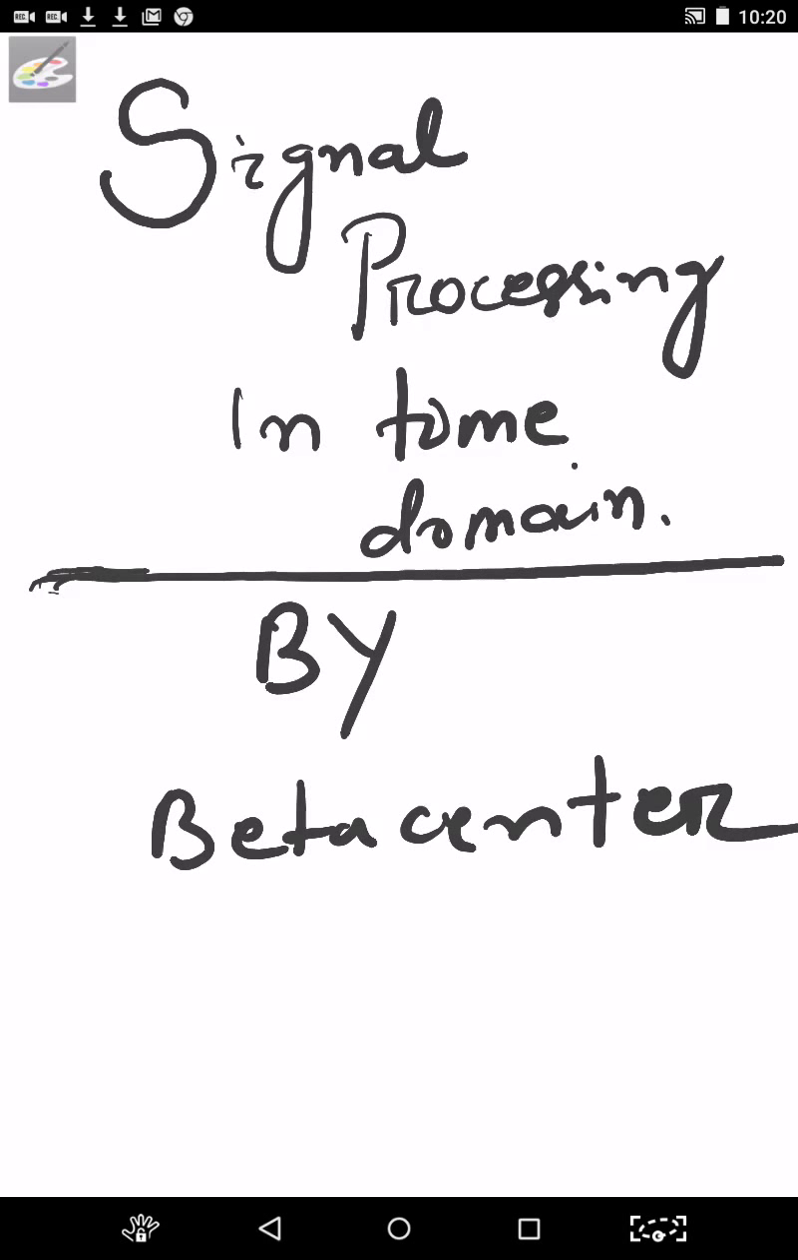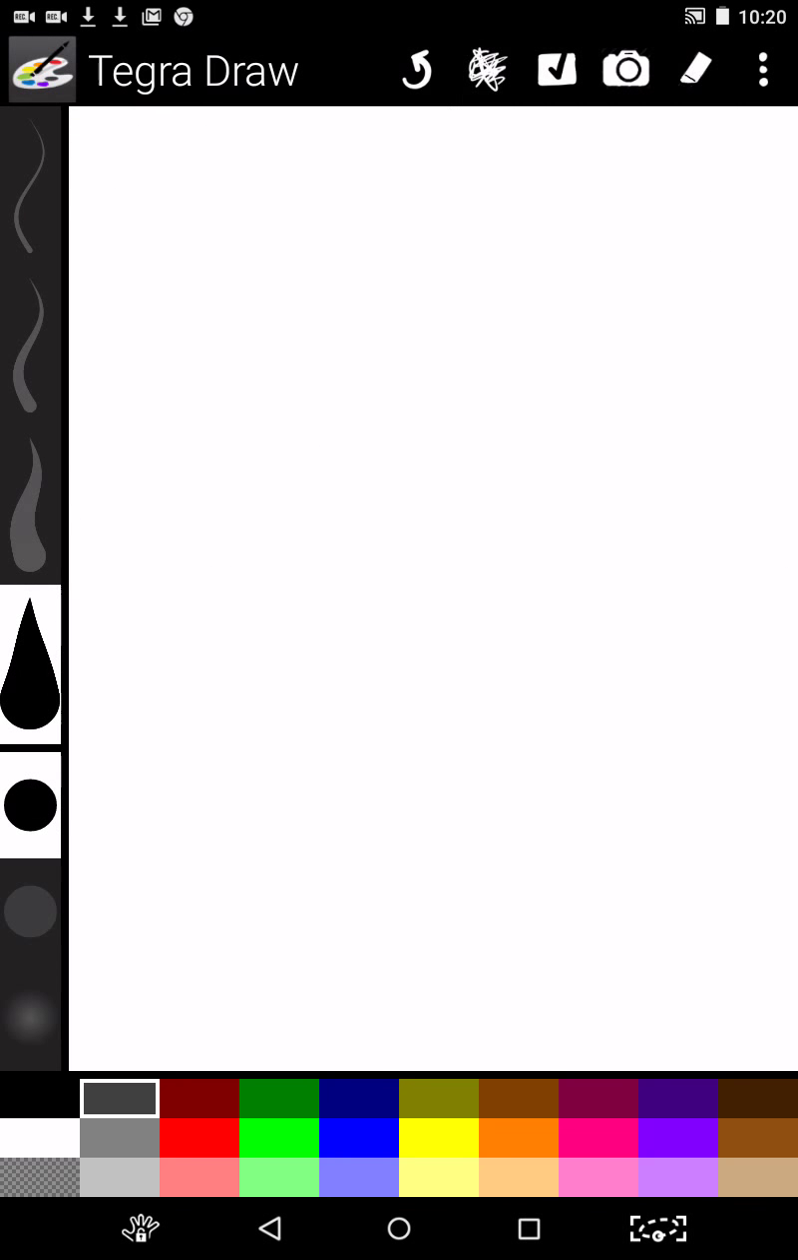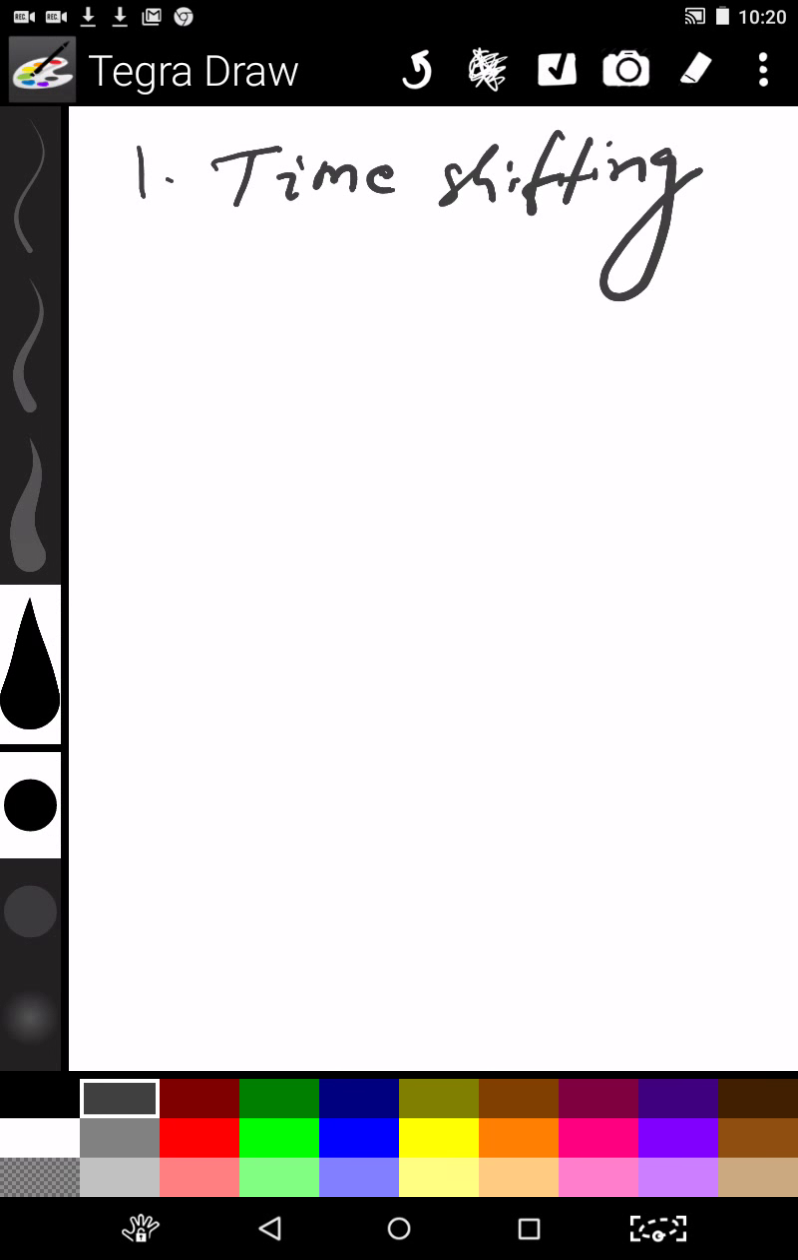Welcome to this session. Today we will discuss signal processing in the time domain. A signal can be processed in the time domain in different ways. Firstly, time shifting, and second, time scaling.